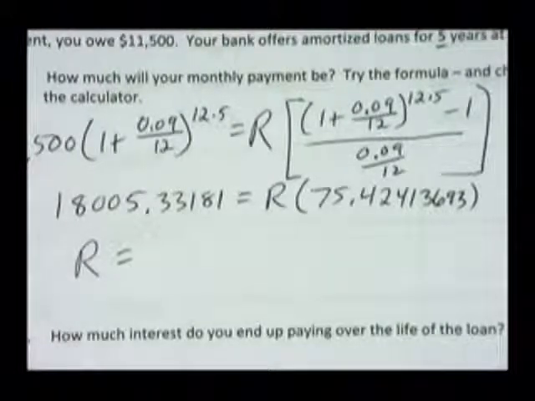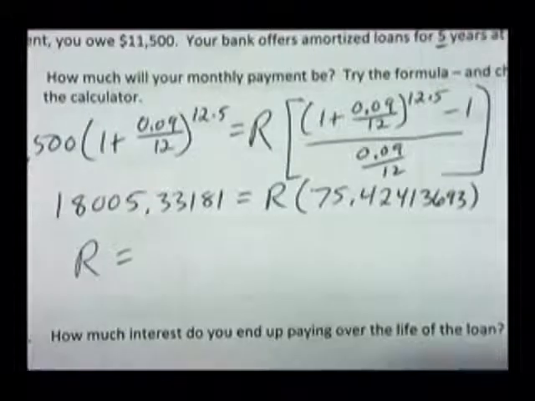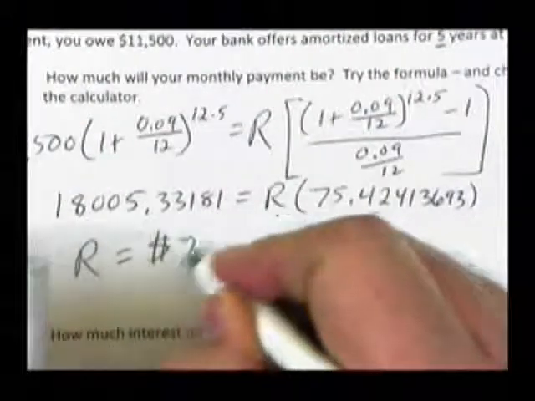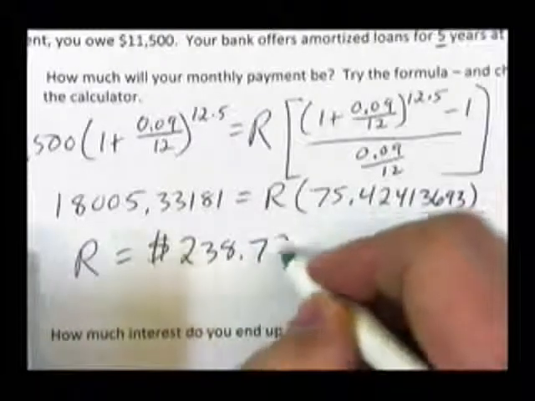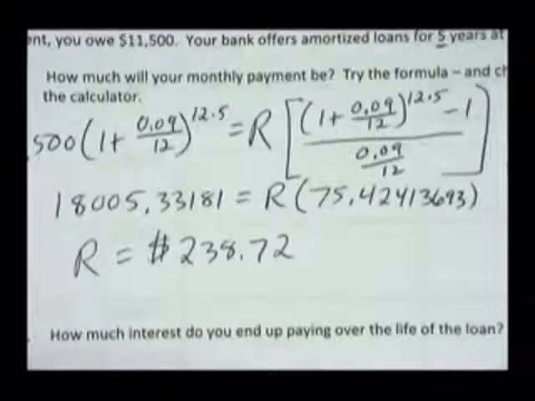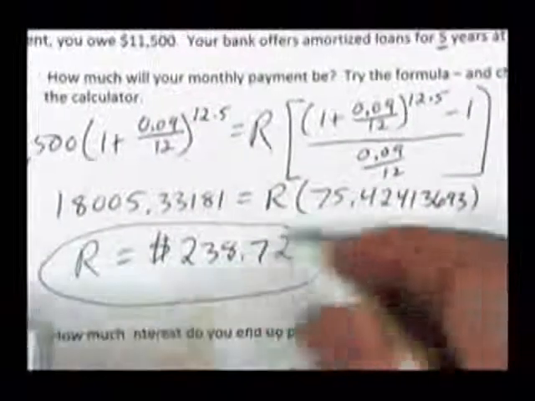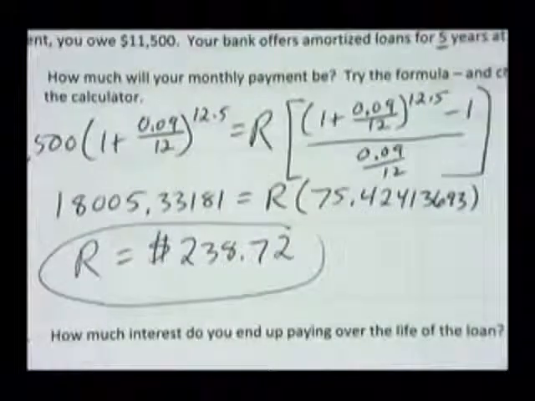18,005.33181 divided by 75.42413693. And it looks like I get a payment of $238.72. So that's how much I'm going to pay every month.